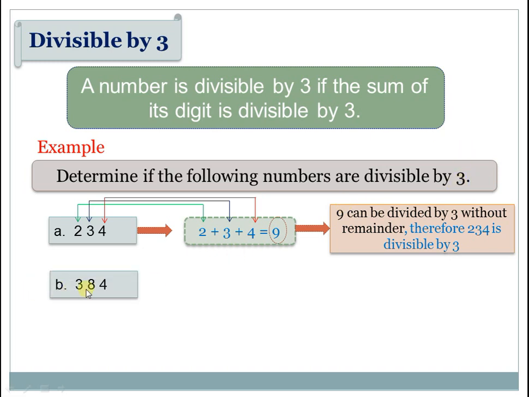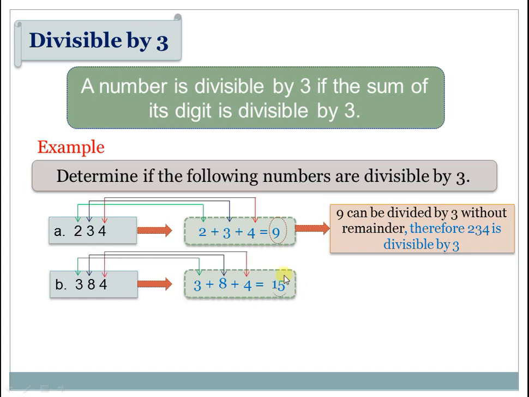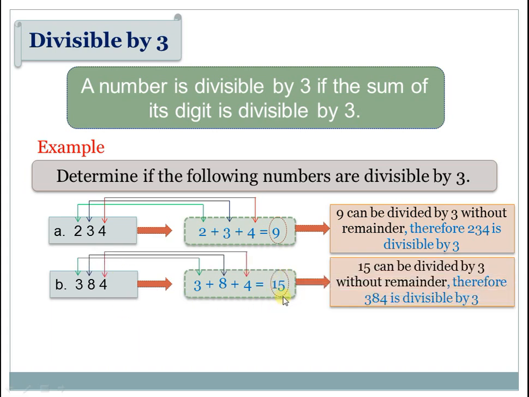Next, is 384 divisible by 3? Again, the same rule. We check if we can have a value that can be divided by 3. So we add the digits, 384, so 3 plus 8 plus 4 is equal to 15. 15 can be divided by 3, therefore 384 is divisible by 3. Let's have one more.